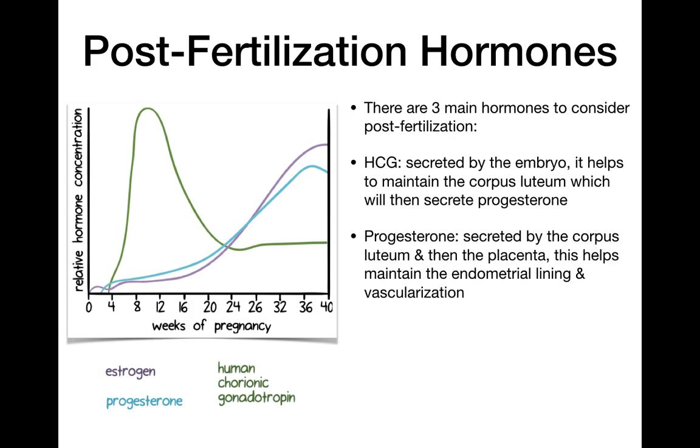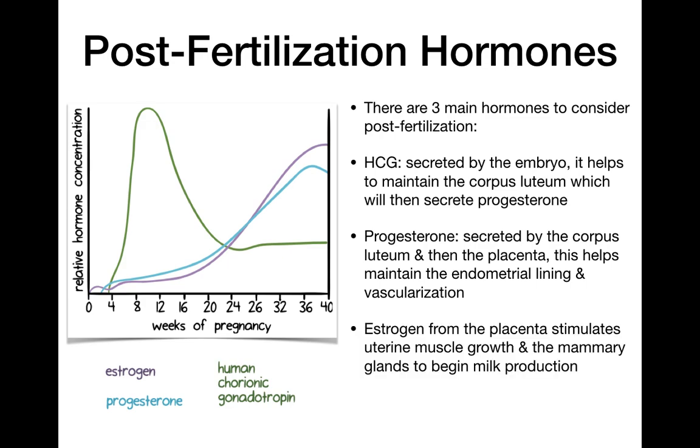We have progesterone, the blue one here, being secreted by the corpus luteum, and the placenta itself also secretes it afterwards. It's going to help maintain the endometrial lining and vascularization, all those blood vessels in the uterine wall. And then we have estrogen, our purple one here, slowly increasing as time goes on, and this is going to help stimulate uterine muscle growth because, of course, the uterus has to contract to push that baby out. And mammary glands produce milk.